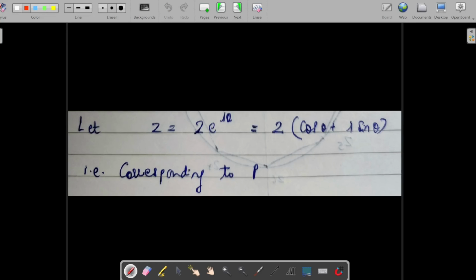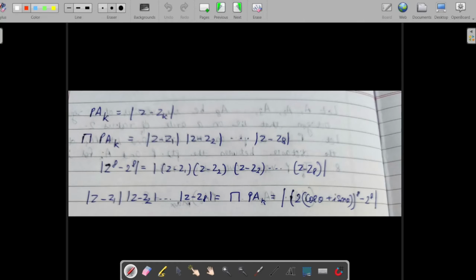z is equal to 2 into e raised to the power i theta. This is the equation of any point on a circle, right, with center at the origin. So that is 2 into cos theta plus i sin theta. This is corresponding to the point P. Now it can be a little overwhelming, but just move line by line.